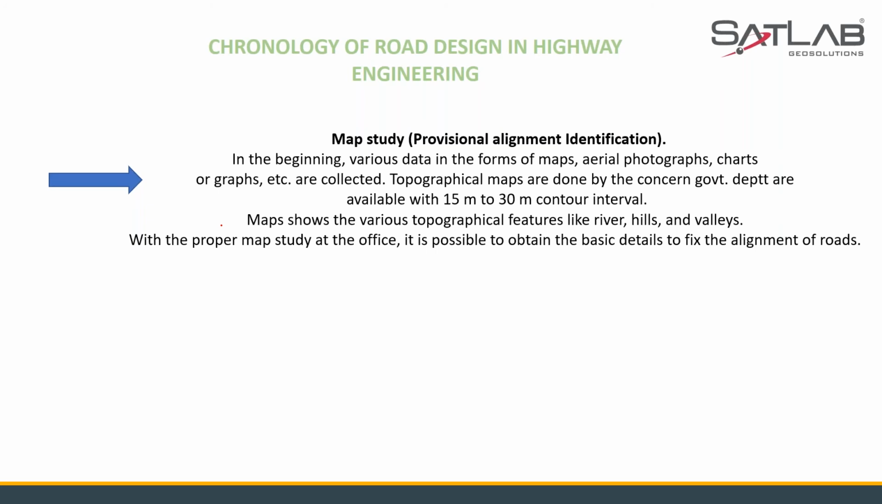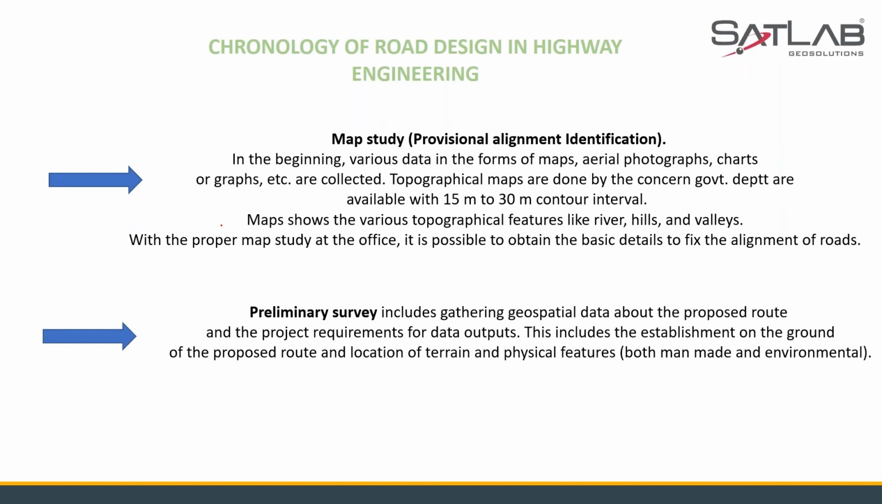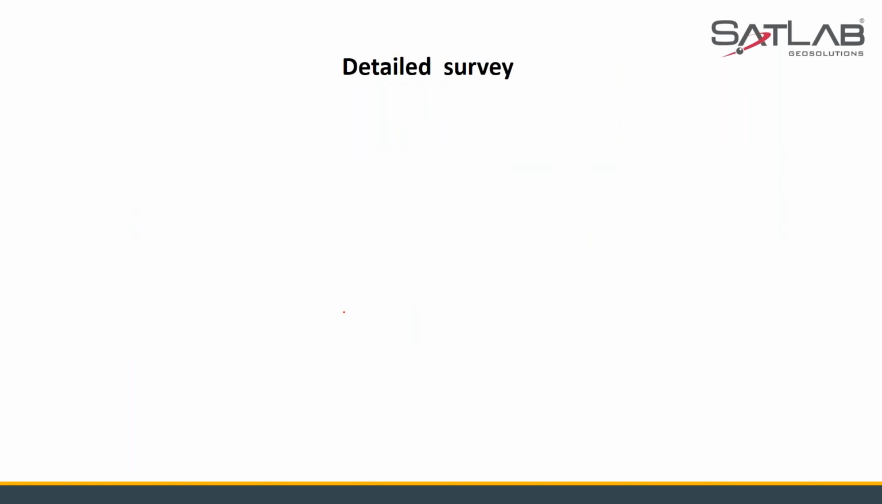It starts with the survey. That is, we understand the chronology of road design and highway engineering. So the first thing we do when we are going to design any road is the map study. In the beginning, various data in the form of maps, aerial photographs, charts, and graphs, etc. are collected. You can collect these graphs and maps from the concerned department just to give a recce survey, or just fix an alignment.